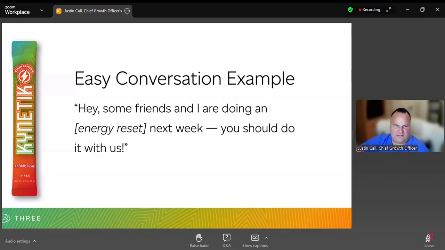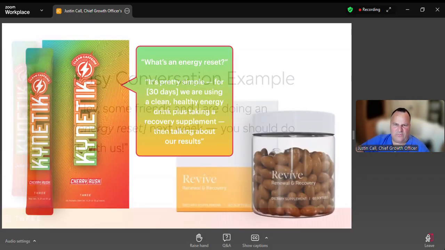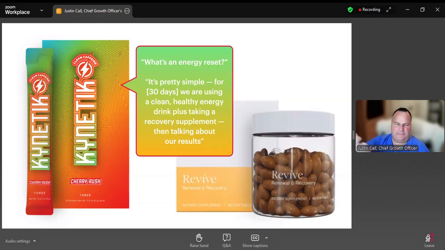Super easy. And then they say, "Well, what's an energy reset?" And again, I'm just making this one up as a talking point here. Well, it's pretty simple. For 30 days, we're using a clean, healthy energy drink plus taking a recovery supplement, then talking about our results. You could plug in anything, however you want to do it, however you're building, however your upline says. Simply an example of how simple this conversation is.